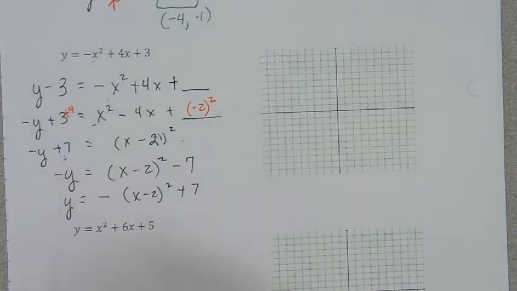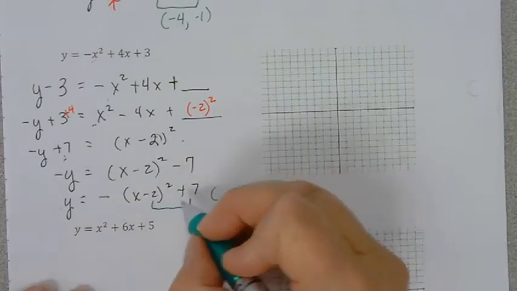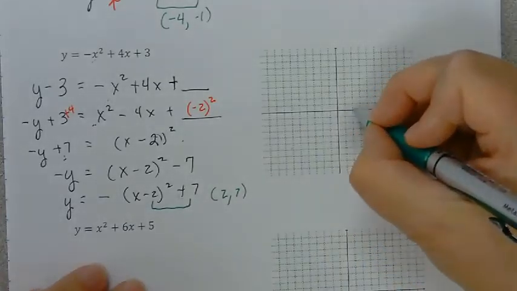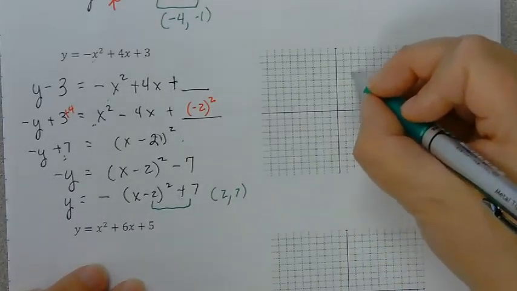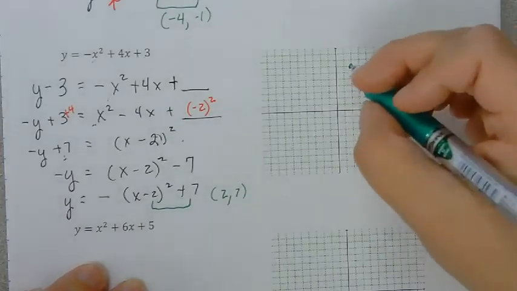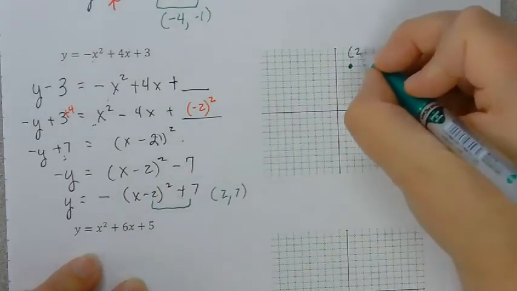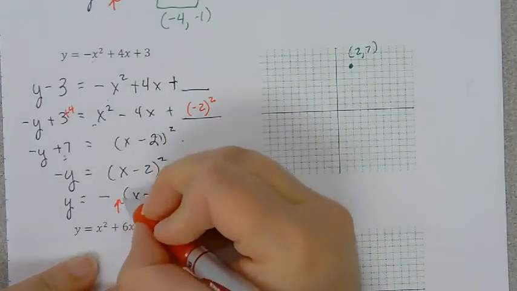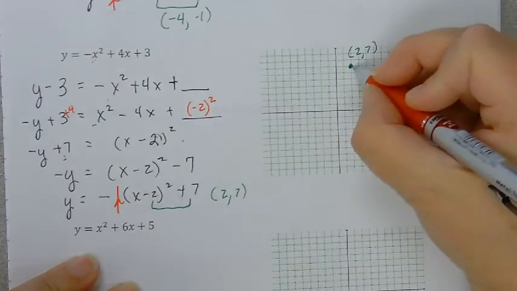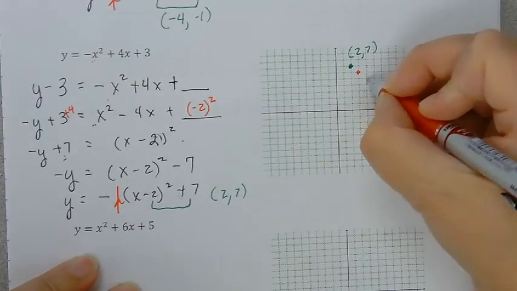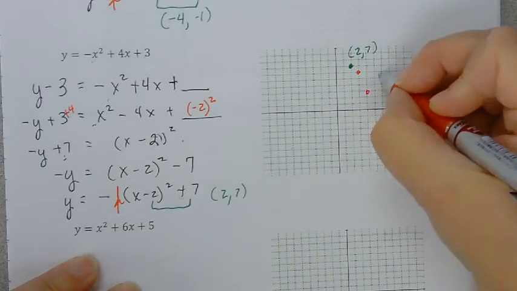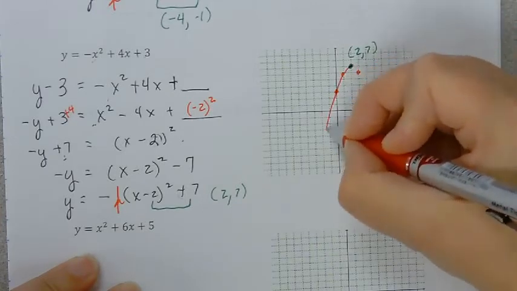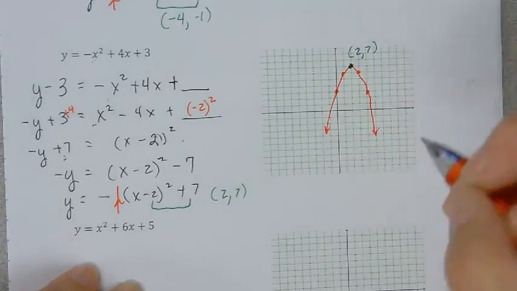So now I'm ready to graph. Here's my vertex. It's the opposite of that one and the same as this one. So I'm going to go to 2, 7. And this thing is going to open upside down. And the width is going to be the same as the parent function because there's a 1 there. So I'm going to go over 1, down 1, over 2, down 4, over 3, down 9, and so on. So it looks something like this.